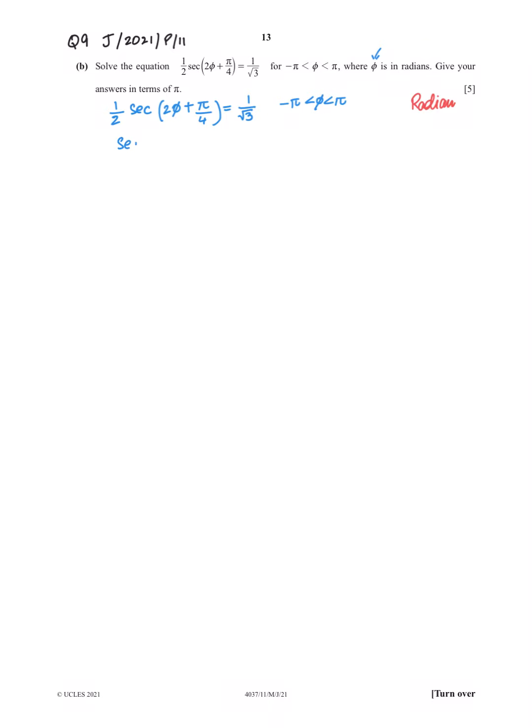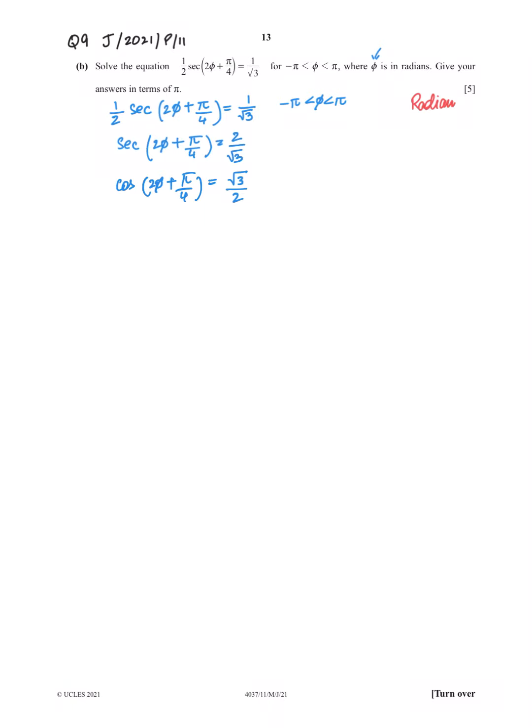So I will do sec of the angle, which is the same, 2 phi plus pi over 4, equals this 2. When you shift it to the right side, it will be multiplied, so that will be 2 divided by root 3. Sec is the reciprocal of cos, so that means cos of 2 phi plus pi over 4 equals the reciprocal of 2 upon root 3, which equals root 3 upon 2.